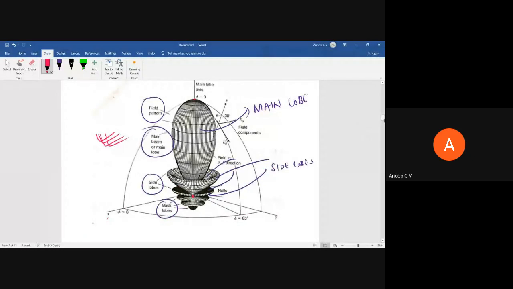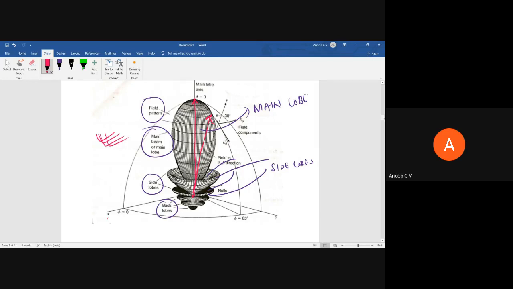Then if you can represent it as a graph, a 3D representation like this, right? So in this, if you ask me for theta equal to 0, this much is the field intensity. This vector will be the field intensity vector, and its magnitude gives the field intensity magnitude. It's not a vector actually. And for theta equal to 30 degrees, this much is the magnitude of field intensity.